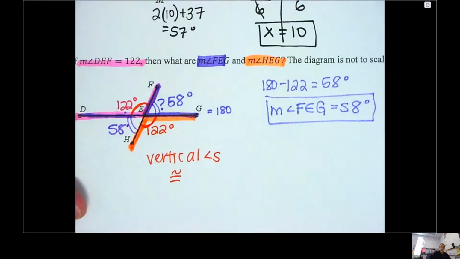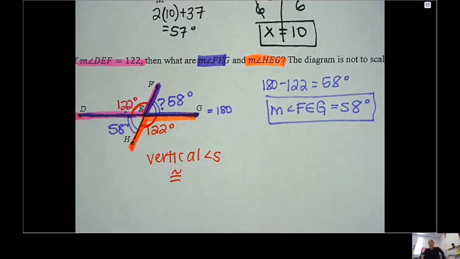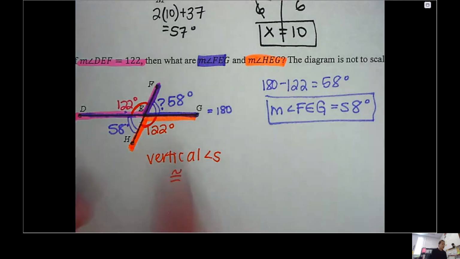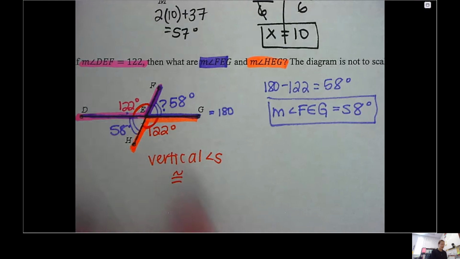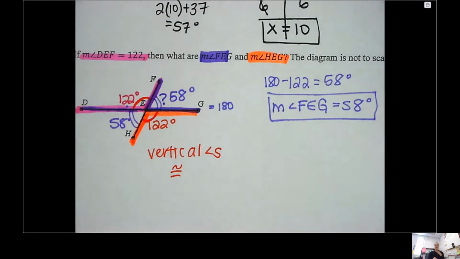So just like that, if I give you one number, you should be able to get all of them. If you add all of them together, you get 360, which is a circle. So that's another good way to check and see if your answers are correct. All right, next page, number 10.